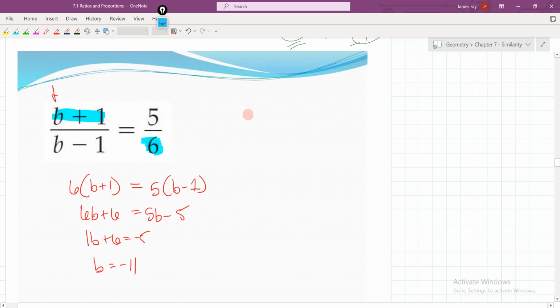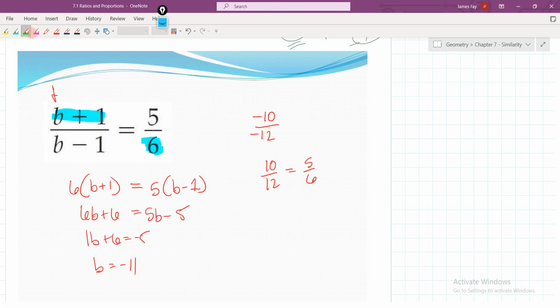So negative 11 plus 1 is negative 10. Negative 11 minus 1 is negative 12. A negative divided by a negative is a positive, so it gives me 10 twelfths. Is 10 twelfths the same thing as 5 sixths? I think you guys can reduce this by 2 and recognize that, yes, that is true.